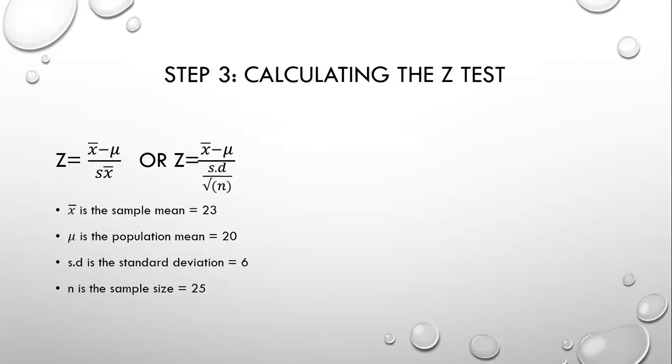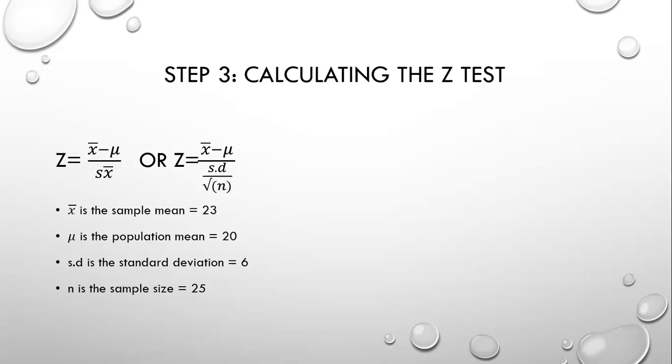So in calculating the Z-test, we have to know our formula, which is sample mean minus population mean over standard error, or in simplified terms, sample mean minus population mean over standard deviation over square root of n. So we need to identify the variables.